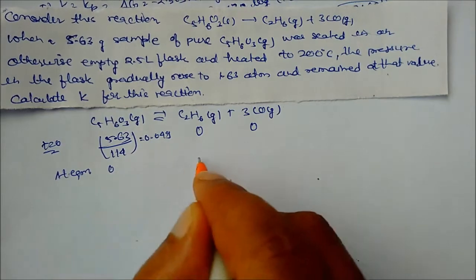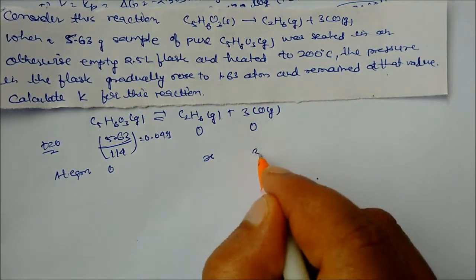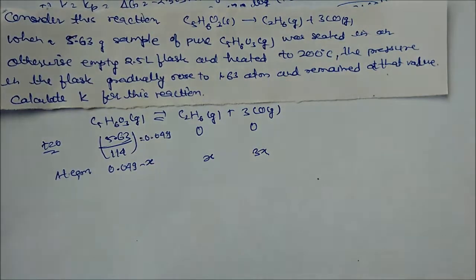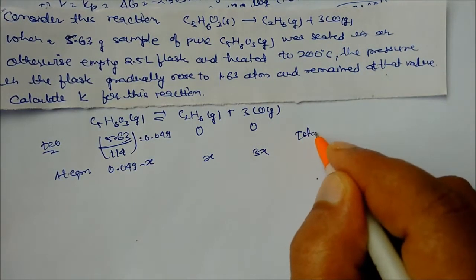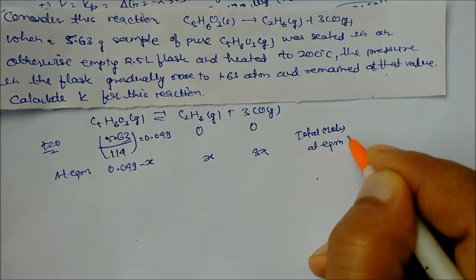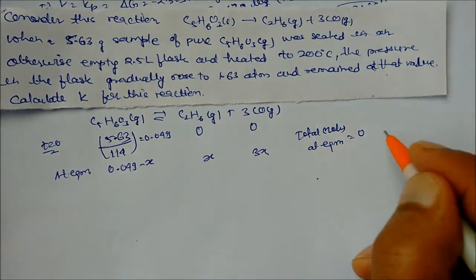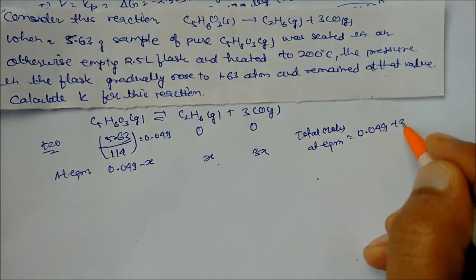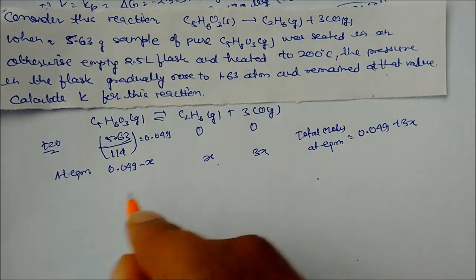So this will be x, this will be 3x. So 0.049 minus x. We can see here the total moles at equilibrium will be 0.049, so this x cancels. So this will be nothing but the 3x. Now, this is the moles.